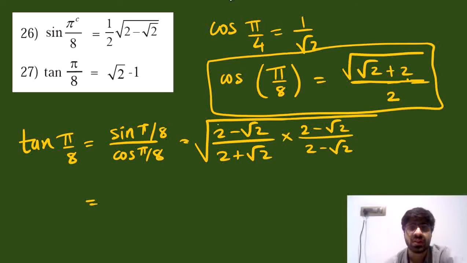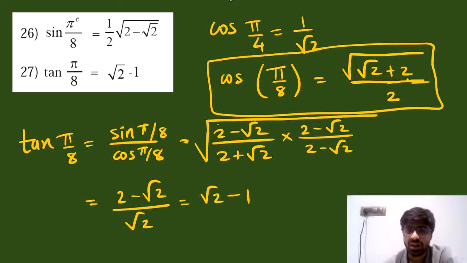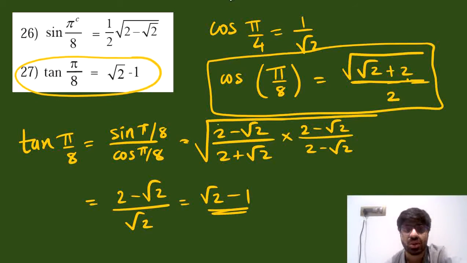So this would give us, in the numerator it would be 2 minus root 2 the whole square, the root of which will be 2 minus root 2. And in the denominator it will be 4 minus 2 which is equal to 2, and there's this main root which is going to remain. So in the denominator it will be root 2. If you split the terms, it is 2 by root 2 which is root 2 minus root 2 by root 2 which is 1, and that's how we are getting the answer for our 27th question.